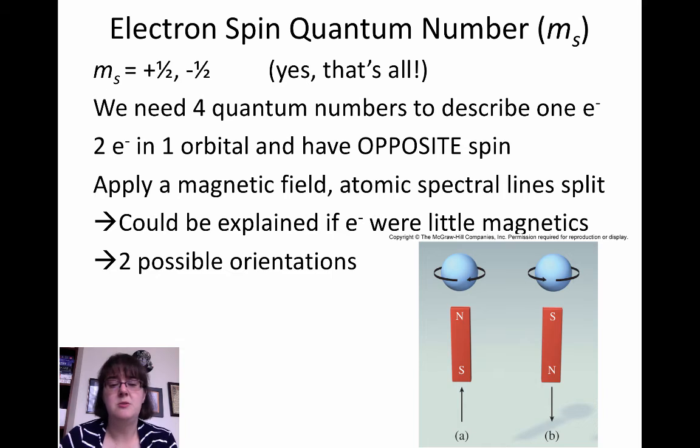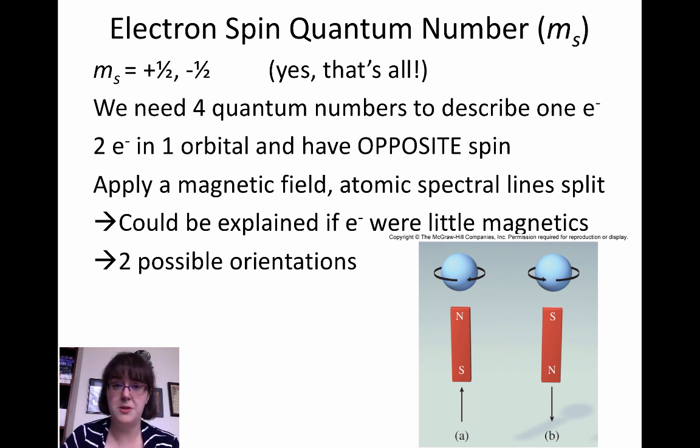Where they got this from is if you apply a magnetic field, the atomic spectral lines will actually split. And that can be explained if electrons were in fact little magnets and basically had 2 possible orientations, that of them spinning either clockwise or counterclockwise. So yes, the values themselves do have meaning, this positive 1/2 or negative 1/2. We can either do that in office hours, or you can get more into that when you look at quantum mechanics in later courses. The thing you need now, though, is it is for the electron essentially spinning in opposite directions.